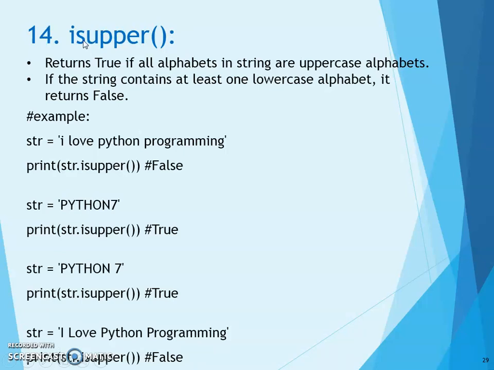Next method is upper. This will check whether all the alphabets in a given string are uppercase alphabets. If it contains any lowercase alphabet, then the result will be false. So in this first example, all the characters are in lowercase, and we are checking whether the characters are uppercase or not. So the result will be false.